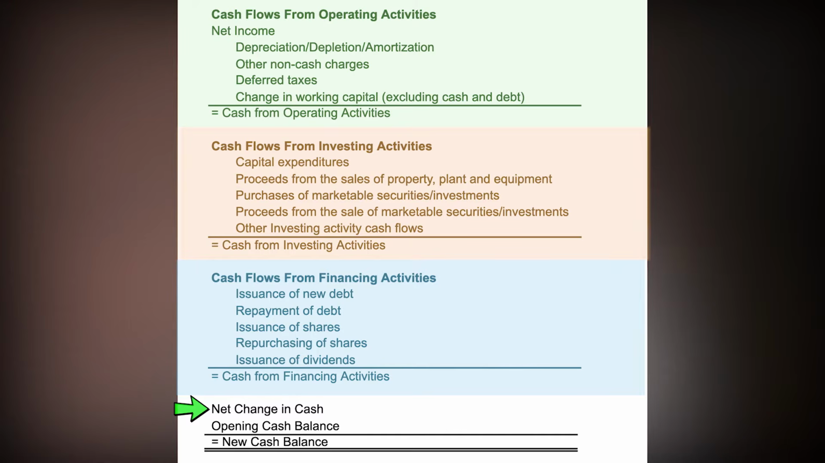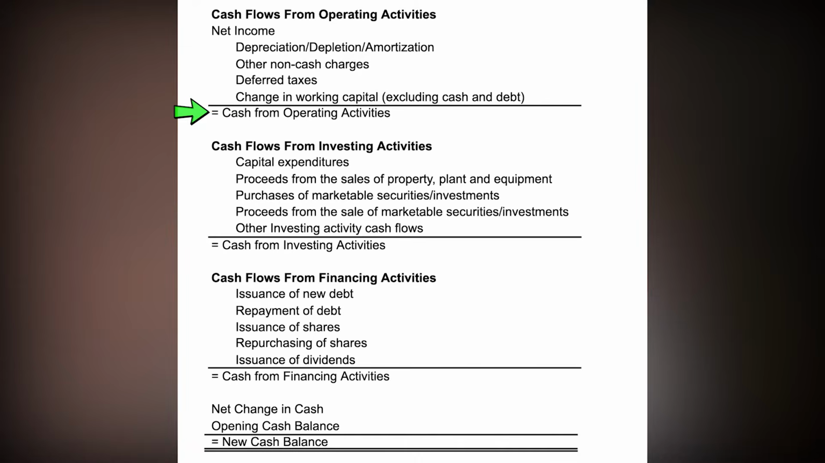And then from there, we can add or subtract that amount to the cash balance of the previous period to give us the new cash balance. And this new cash balance is also what you'll find if you were to look for it on the balance sheet. Now, free cash flow is calculated by simply taking the cash flows from operating activities right here and subtracting the amount of capital expenditures.